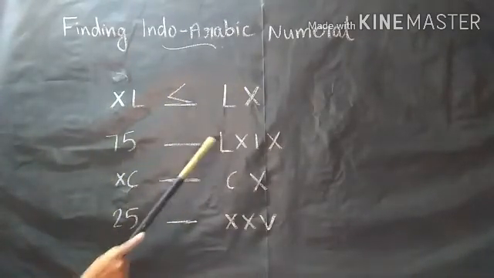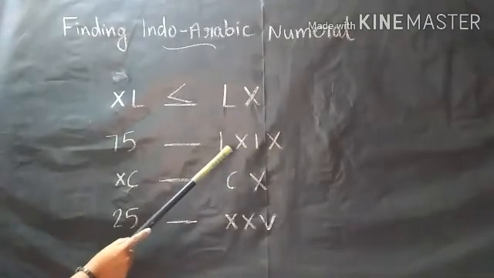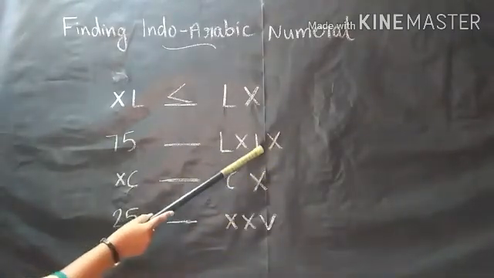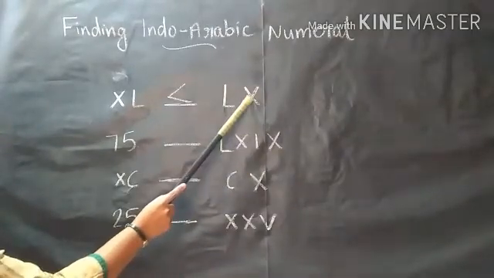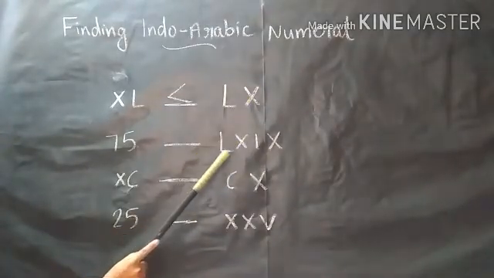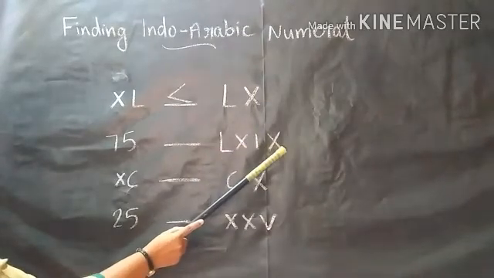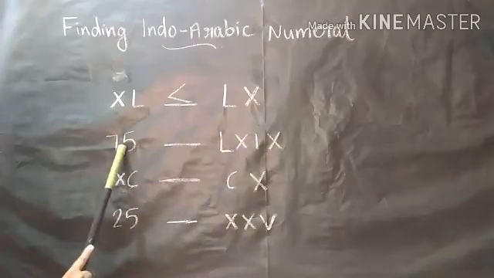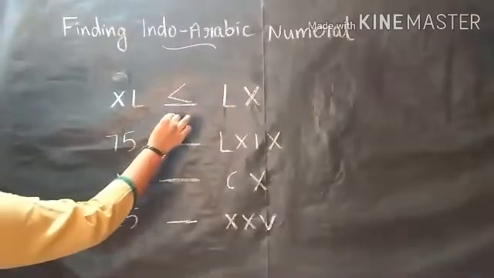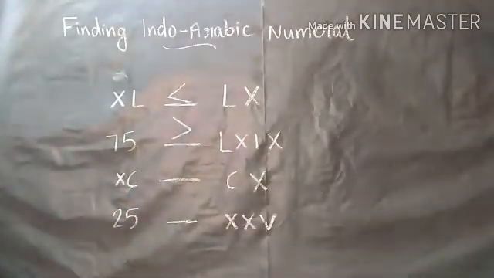Next we have 75 here. Here we have LXIX. But we don't know which number it is. Find the value. We know that IX is 9. LX, we found that it is 60. So LX is 60, IX is 9. So 60 plus 9, this is 69, and this is 75. 75 will be the larger number. So the symbol will come like this.